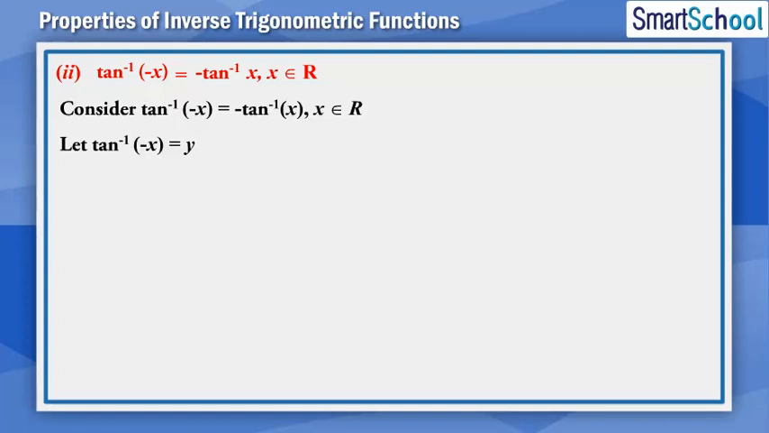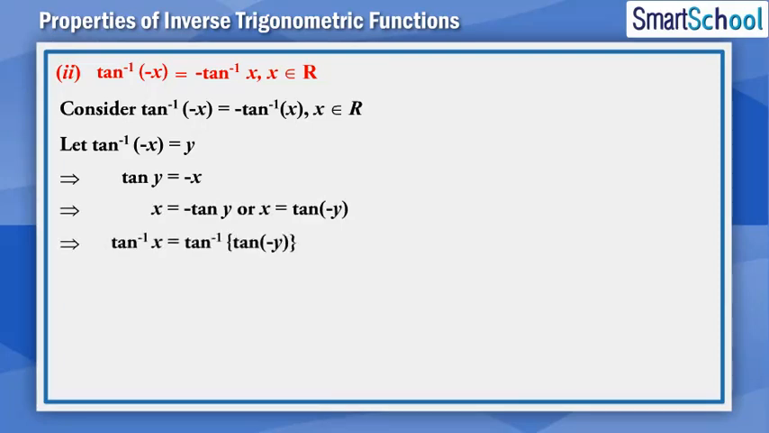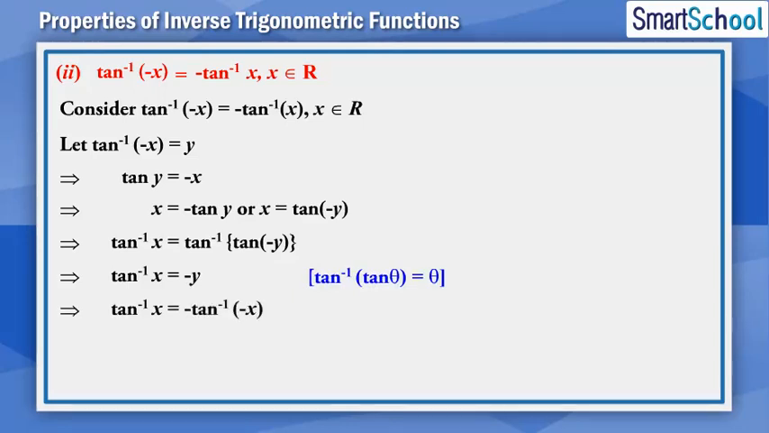This implies tan y is equal to minus x. It can also be written as x is equal to minus tan y, or x is equal to tan of minus y. Now, tan inverse of x is equal to tan inverse of tan of minus y. This implies tan inverse of x is equal to minus y. Since tan inverse of tan theta is equal to theta, substituting the value of y gives tan inverse x is equal to minus tan inverse of minus x.